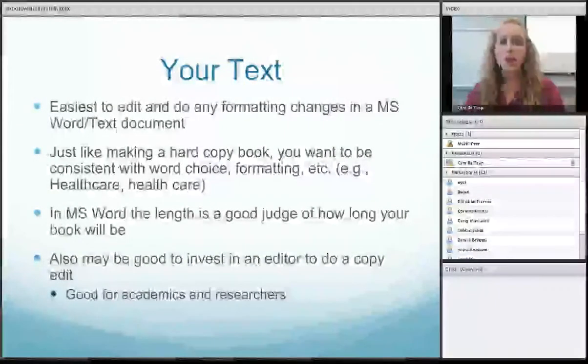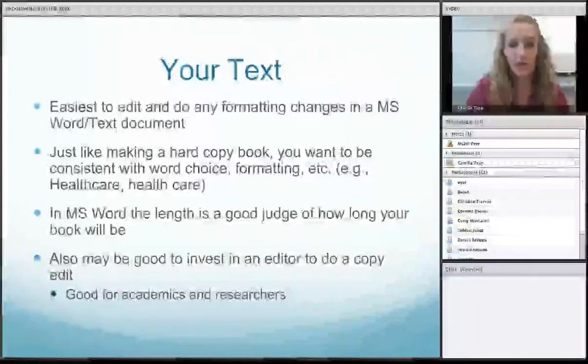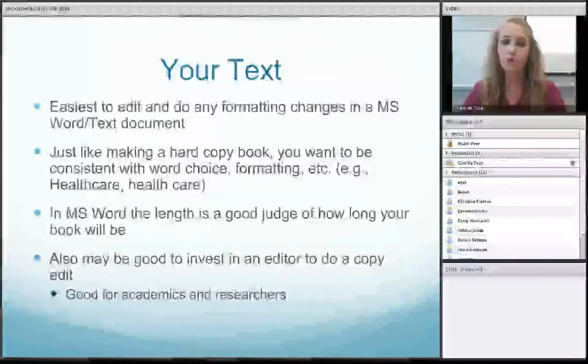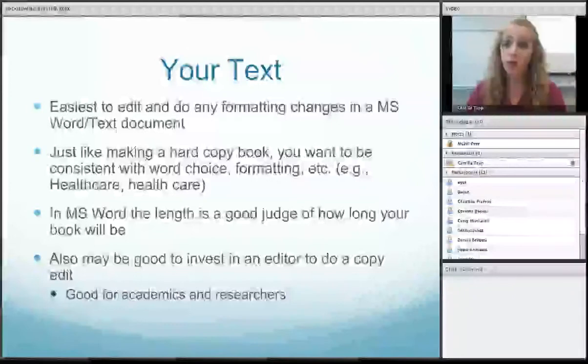So your text, the easiest way to bring all your text together is in a Word or a text document. So it's the same type of idea you would use if you're doing a hard copy book. So you want to be really consistent with formatting. Little things like whether healthcare is 1 word or 2 words, dashes, what kind of structure you use is really important that you do in the Word document, because often it's really hard to manipulate once you get into your formatting stage. So this can be time consuming, but it's worth the effort.